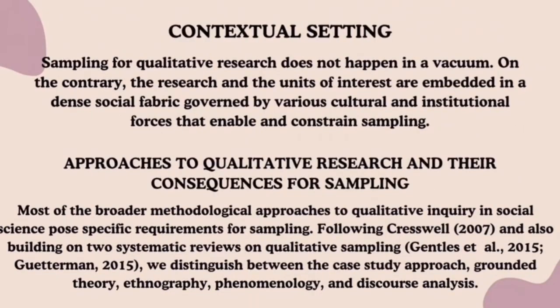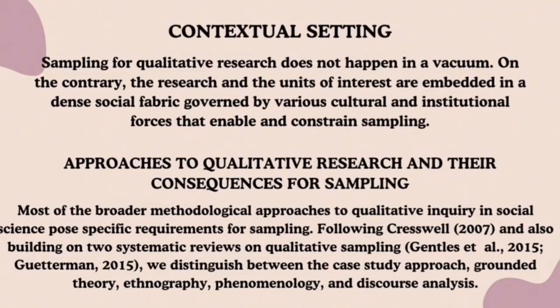So, mo-proceed na pud ta sa contextual setting. So, ako ara pud gihapon ni siyang gi-summarize. So, qualitative research sampling is influenced by the social context in which it takes place. Cultural and institutional factors can enable sampling, can provide access and opportunities. Second is constraint sampling or limit access and create challenges. These forces shape the sampling process and must be considered when selecting units of study.